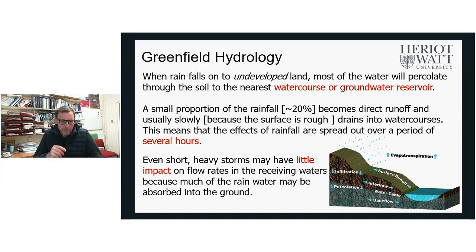So the final paragraph here is key. Even short heavy storms may have little impact on flow rates in the receiving water, so that's the watercourse closest to where the rain's falling, because much of the rainwater may be absorbed by the ground. Okay, so that's the natural system.